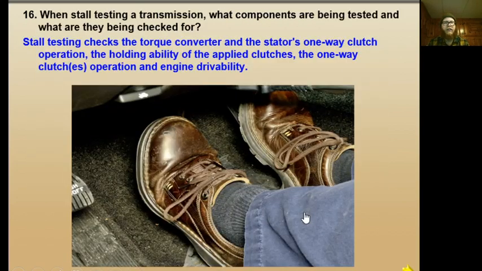Oh, I guess at the end it says engine drivability, because sometimes we use this to torque load the engine to see if we can make a misfire happen.